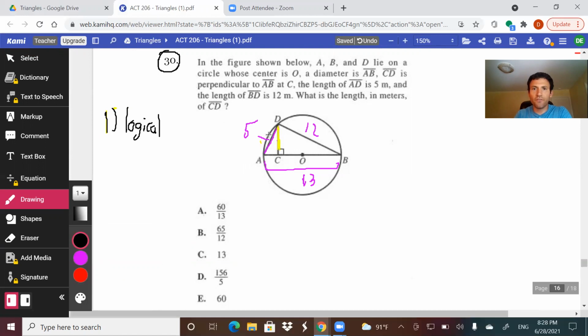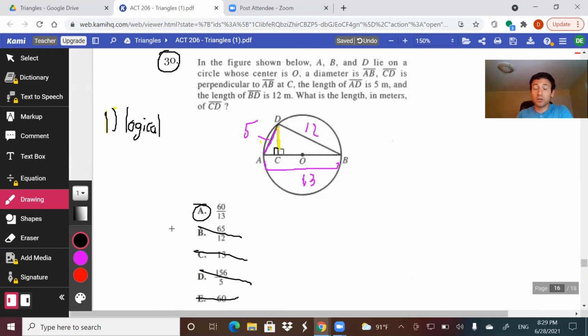Okay, well, this is 5. C to D is not the hypotenuse. This is a right triangle. C to D has to be less than 5. So it's not 13. It's not 156 divided by 5, which is going to end up being over 30. It's definitely not 60. And 65 divided by 12, well, I know 5 times 12 is 60. So I know this is greater than 5. So it has to be A. Incredible. That problem is really that simple.